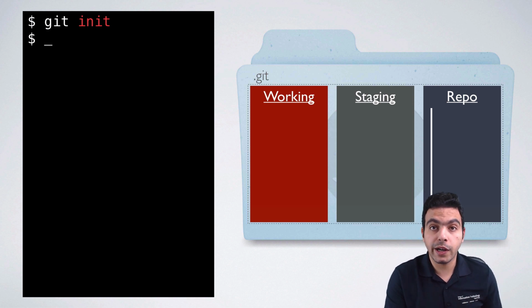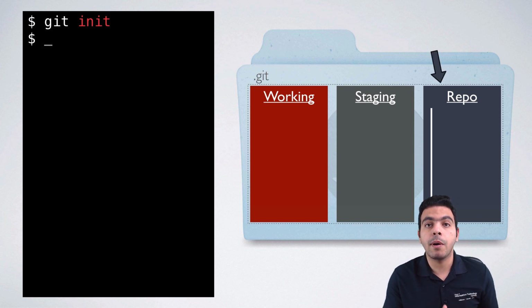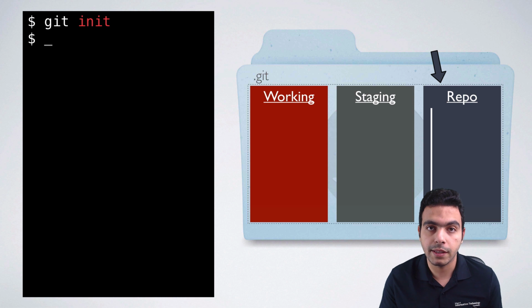So for the sake of organization, our photographer here will think of everything in terms of three things, or three areas. The first area is the working area, or basically the event. That's the folder as you see it when you open it. The second area is the repository, or the camera. That's all the snapshots that the photographer has taken of the event.